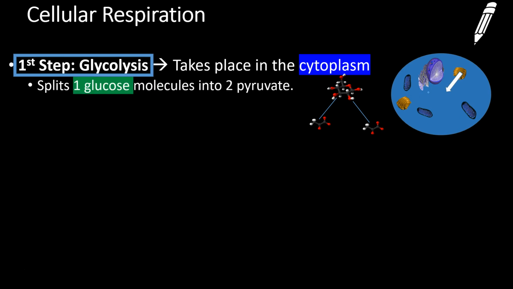So in glycolysis, we're going to split 1 molecule of glucose into 2 molecules that are called pyruvate. So here's a little diagram right here. You have 1 molecule, that bad boy gets split in 2. We're going to call these 2 halves pyruvate.